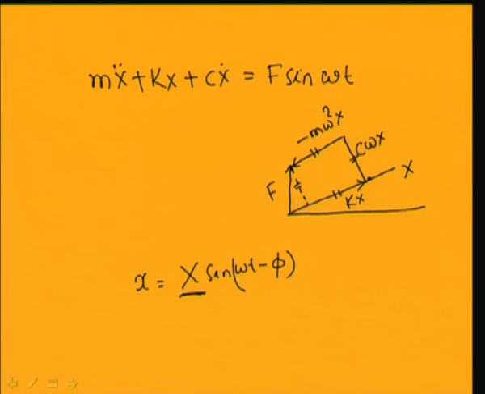So, this x can be written. You can find this x, it will be equal to this plus this. So, this is equal to kx minus m omega square x. This will be k minus m omega square, and this is c omega, proportional to c omega. So, this is c omega x, this is k minus m omega square x. So, I can write this equation. This is a right hand triangle, so F square will be equal to (k minus m omega square) x whole square plus (c omega x) whole square.